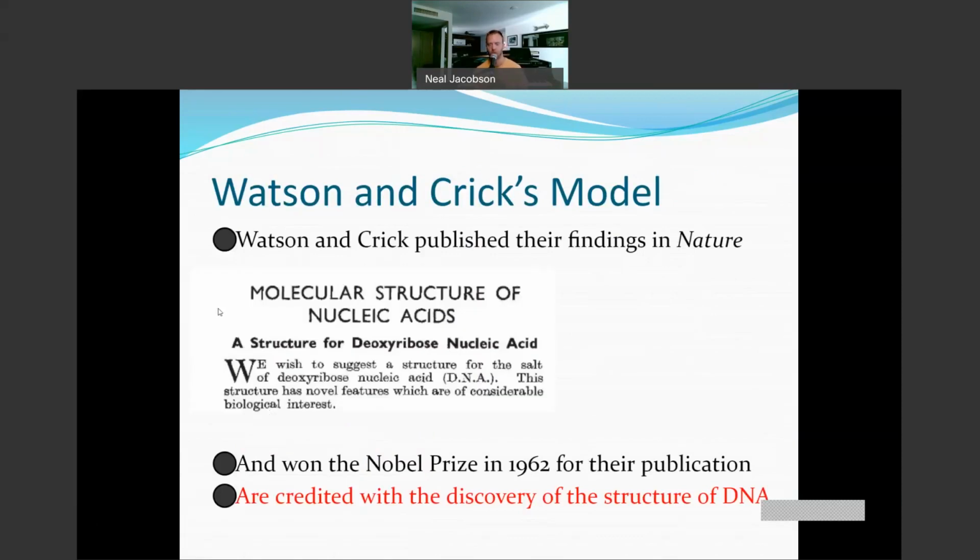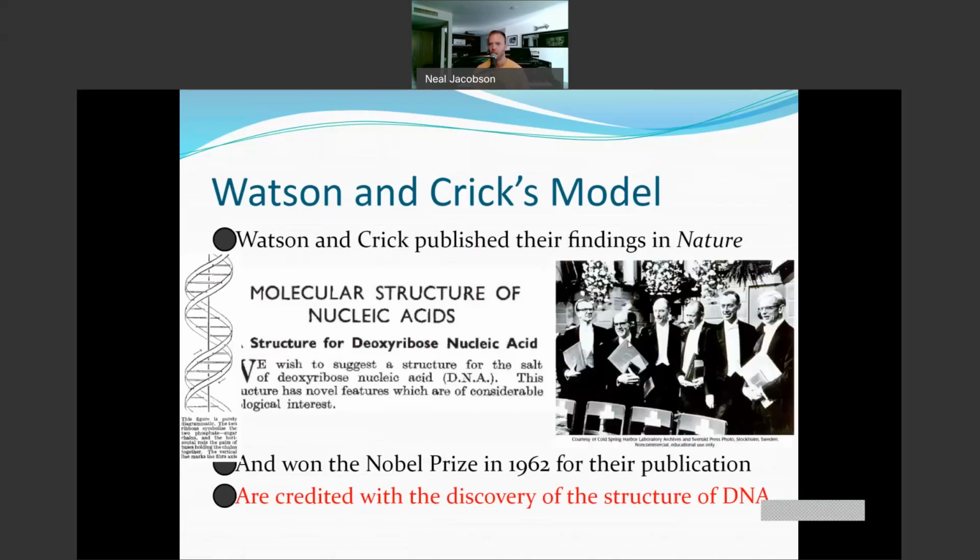Here's an excerpt from their original publication, where they wish to suggest a structure for the salt of deoxyribose nucleic acid, or DNA, which has a lot of novel features which are of considerable biological interest. And so this is a picture from their publication, and it looks just like the DNA that you see in your textbook now. And so here's all the white guys that won the Nobel Prize back then, because that's how things went back in the 60s.